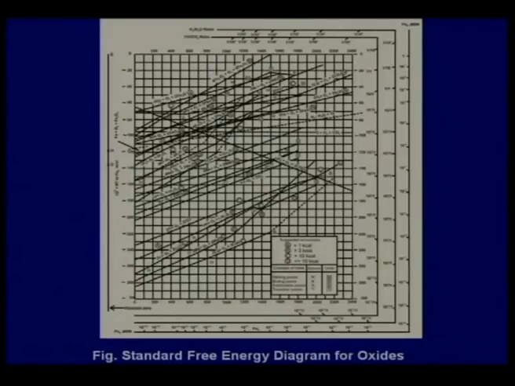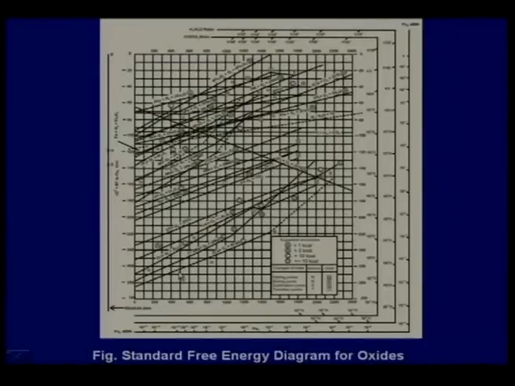That is how we get all these parallel lines. I hope you understand why these lines are sloping upwards and why most of them are nearly parallel. The slope of each line is referring to the entropy change for disappearance of the oxygen.